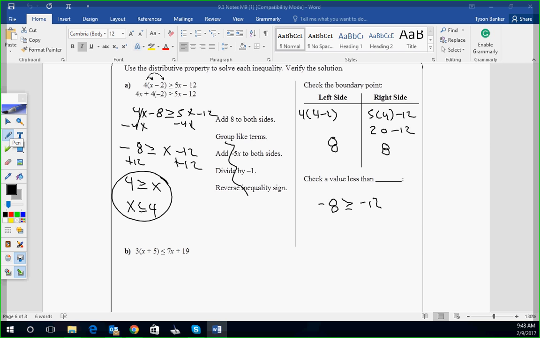No, we didn't do it wrong. The only thing we did is we checked the actual boundary point, and it was true. But we want a value less than 4, because that was our answer. I just didn't write our answer. Our answer is 4, not 8, because 8's just what we got when we checked the 4. So that doesn't make it the answer. And you can check 0 too. Yes, because 0 is less than 4.